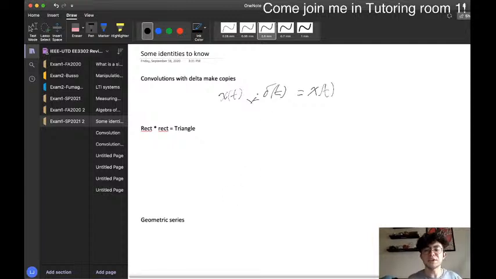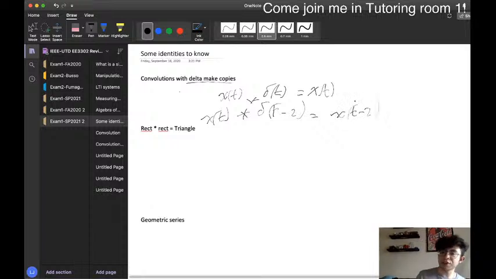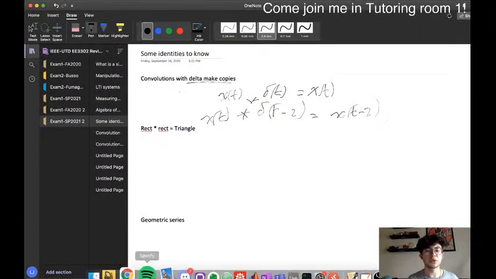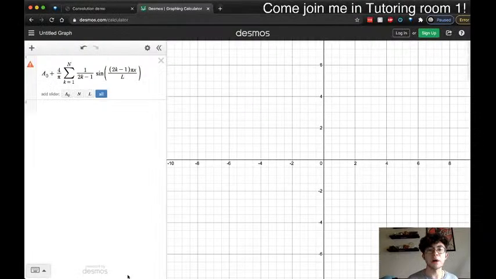Essentially this means that the delta function makes copies, and this is true even if the delta function is shifted. So if we take x of t and convolve it with some delta of t minus 2, then we'll get x of t minus 2. This shifts it over, and this is huge. This lets us easily represent time shift. So I have a bit of a demo to show y'all.